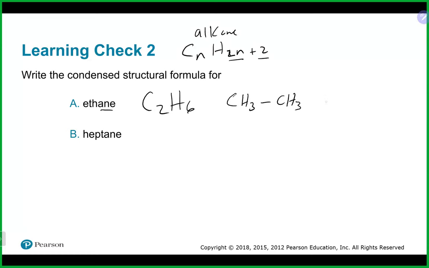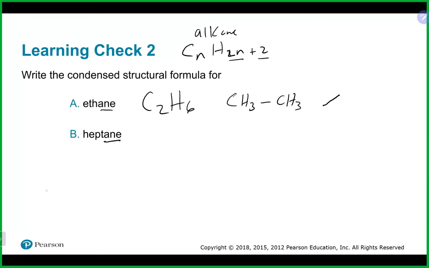The line structure is a little hard to draw, but it's probably the only way it would look, something like that. You really can't do a line structure, obviously, for methane that has only 1 carbon. So this would be the best you could do there for ethane. Question on that one there?